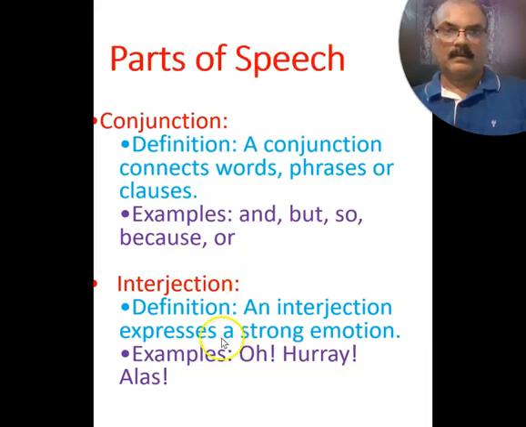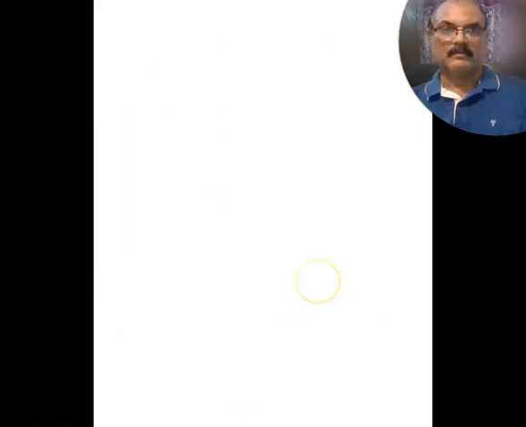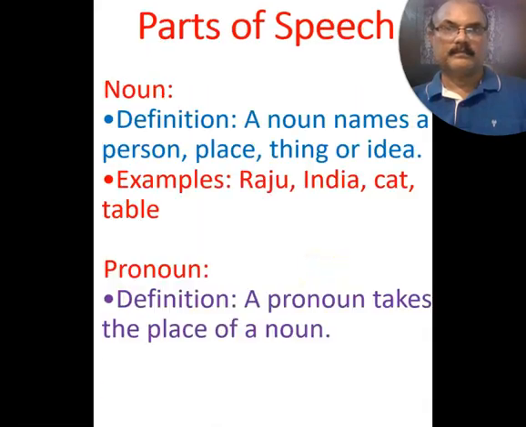Interjection. Definition. An interjection expresses a strong emotion. Examples: oh, hooray, alas. Additional notes. The page is visually appealing with cartoon illustrations of children around the text boxes. There is a small image of a bell at the top right corner.